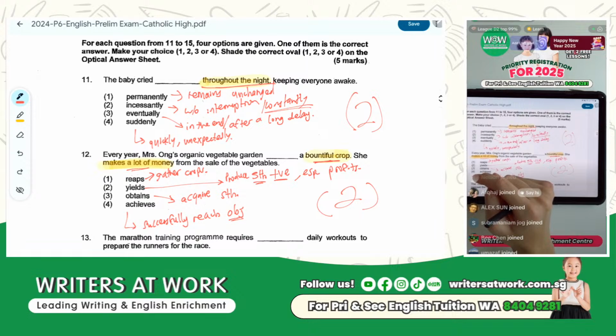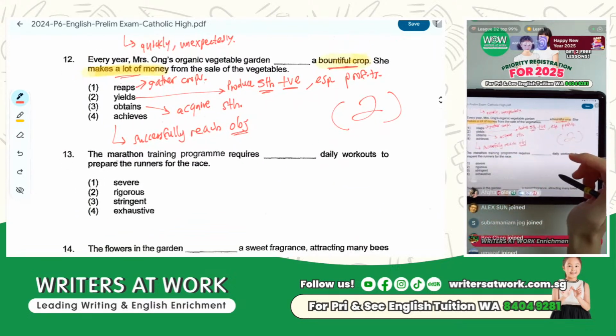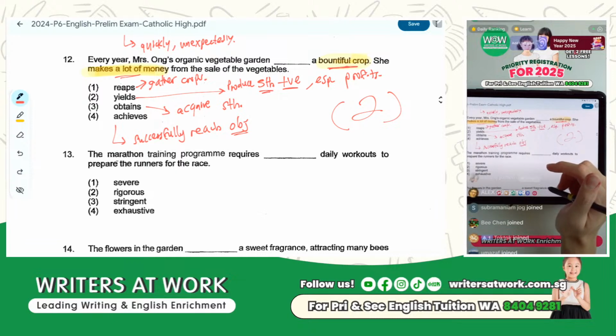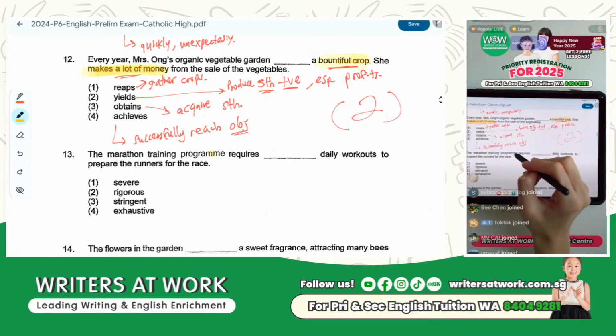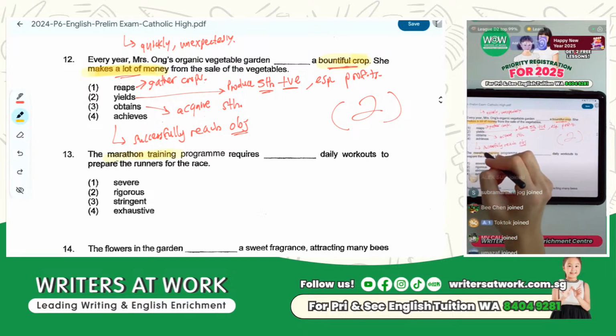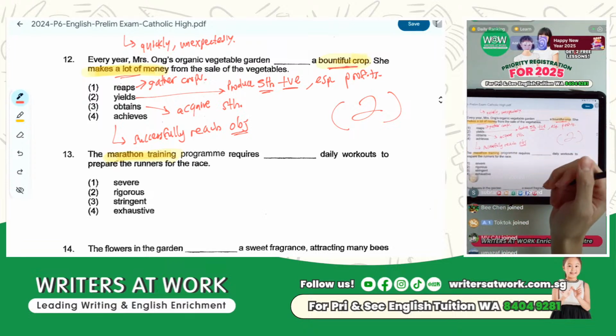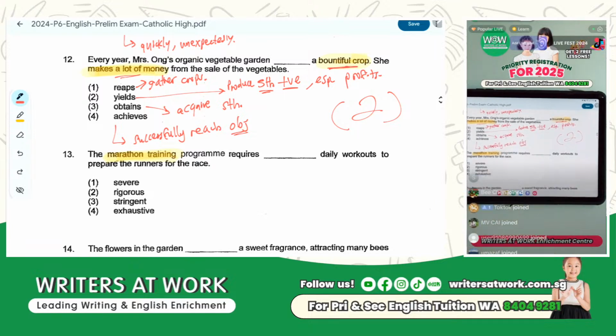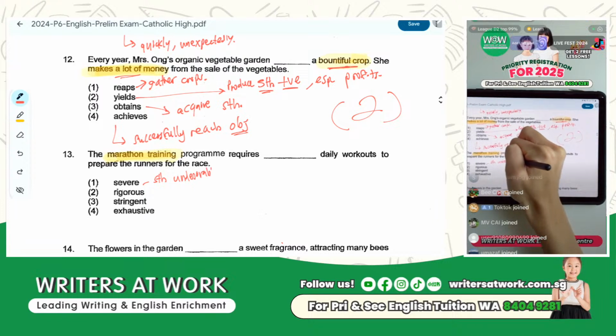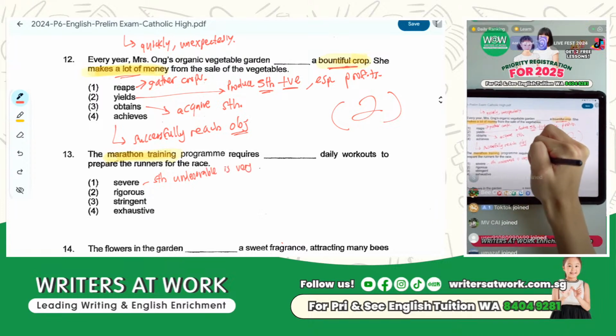Alright, let's take a look at question 13. The marathon training program requires daily workouts to prepare runners for the race. Now you can see that the workout training program is for marathon training. Therefore, the kind of workout must be very, very tiring. Now looking at the options. The first one is severe. Severe means something undesirable. It's very intense.